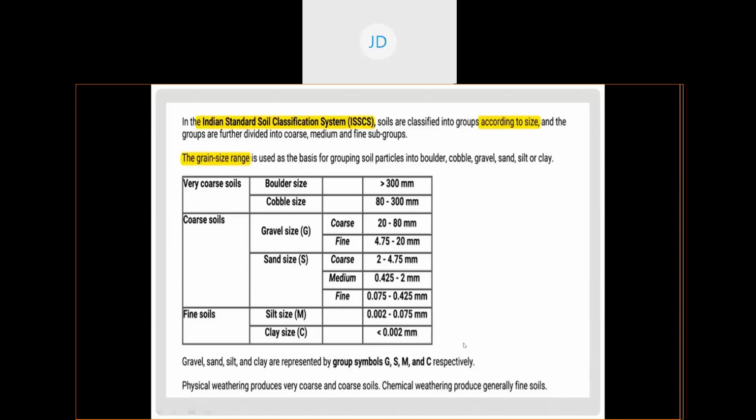Now, our main aim is to understand the particle size distribution. Now why is particle size distribution done? To find out the grade of soil, to find out what grade a particular soil sample has. Now the question will arise, what is the grade of soil? So next we'll discuss that.